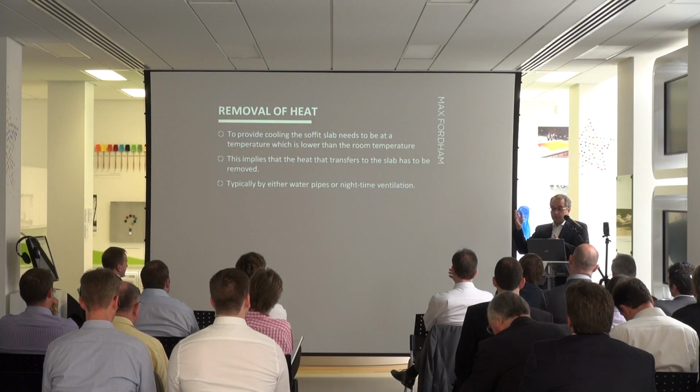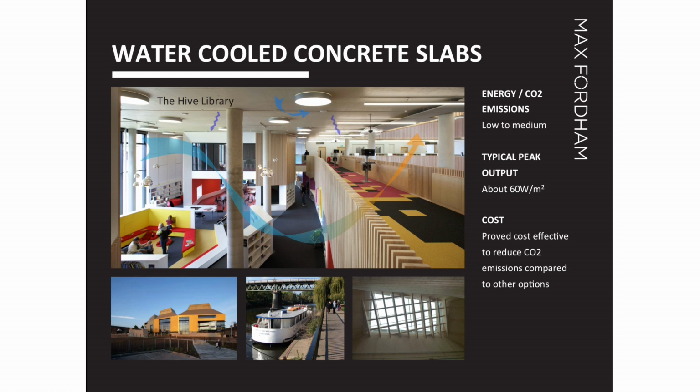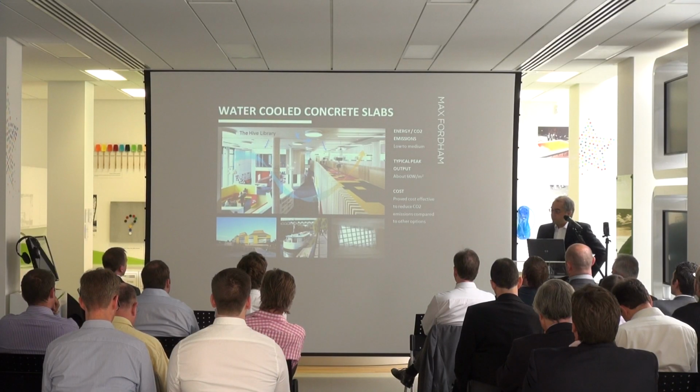So removing the heat can be done basically in two ways. Either we have water pipes running inside the slab, and the water circulates and carries the heat from the slab away. This is one possibility. The other possibility is to have nighttime ventilation. So basically during the night when the air is cooler, the windows are open and the nighttime air cools the slab. So I have here one job that we have been involved in, the Hive library, and it's an example of a water-cooled concrete slab, but it serves to illustrate the general principles.